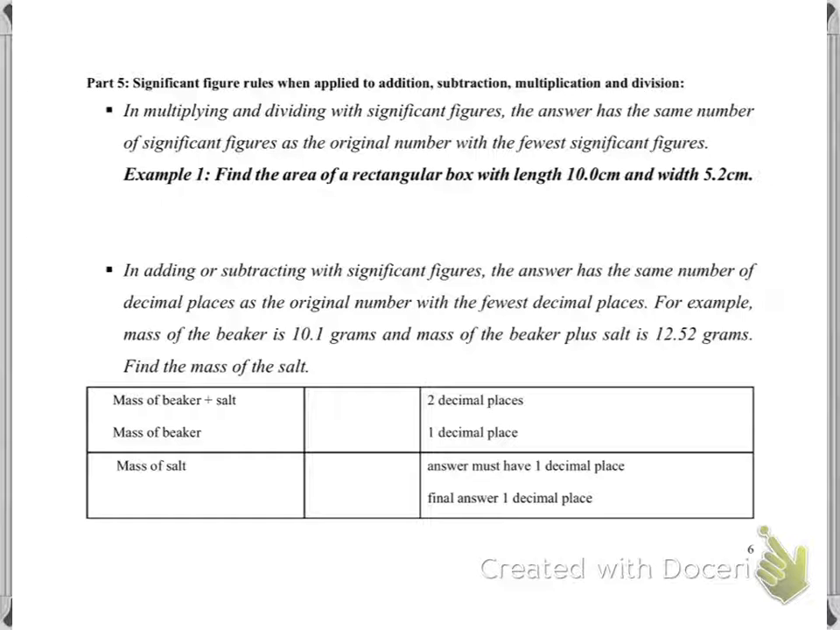Now how do you apply these significant figure rules when you are multiplying or dividing the numbers? So let's say the question is find the area of a rectangular box with length 10.0 centimeter and width 5.2 centimeter. These are my measurements. I measured it maybe using the ruler. So if they are my measurements and I'm using them in the calculation, area is length times width, 10.0 centimeter times 5.2 centimeter. Then if I am using my measurements and multiplying or dividing, my answer should have the same number of significant figures as the original number with the fewest significant figures.